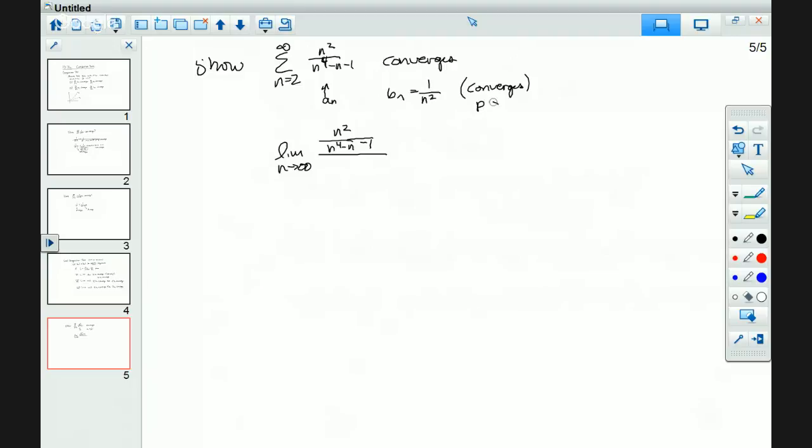That's the P series, P equals 2. So we can now solve our limit. So copy dot flip, right? One. Correct? Okay, so what does the test tell us?